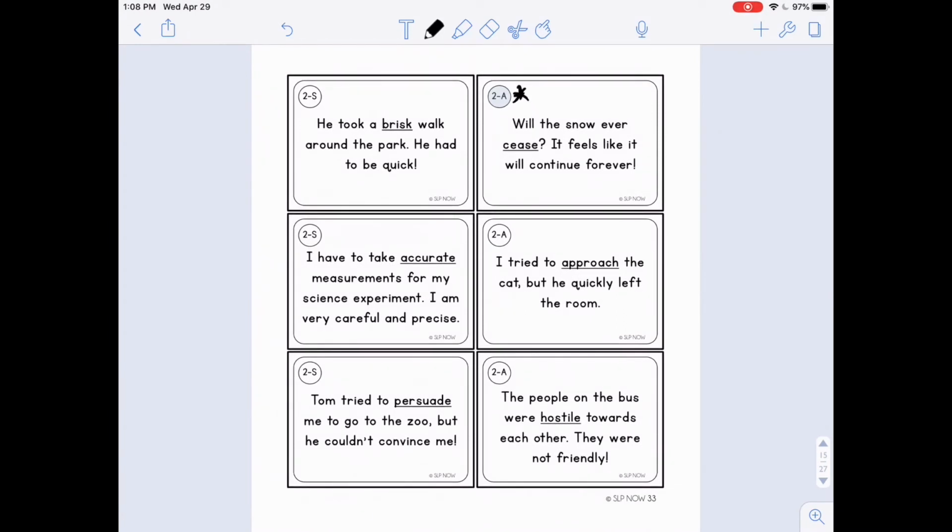Will the snow ever cease? It feels like it will continue forever. So let's say this word cease here. Will it ever cease? Have I ever heard this word before? I'll see if I can use some clues in the sentence. Will the snow ever cease? It feels like it will continue forever.